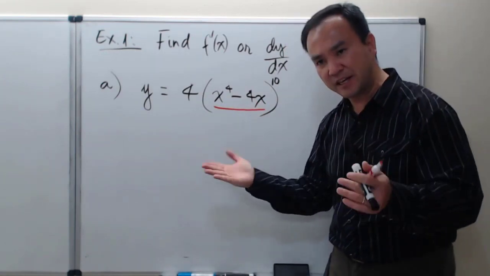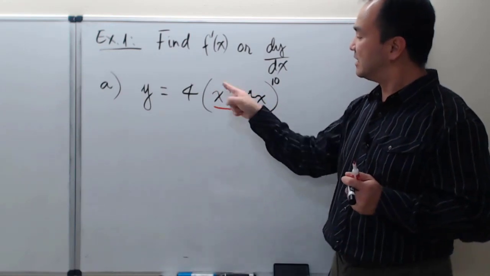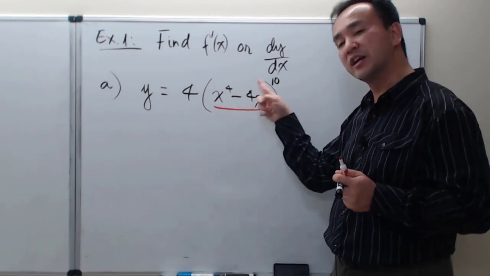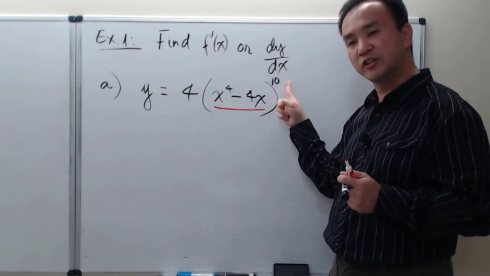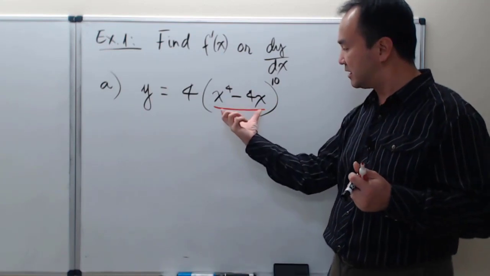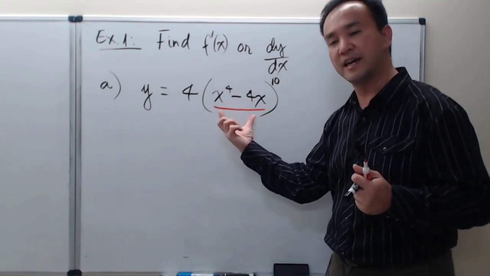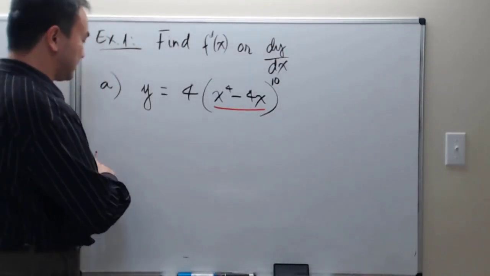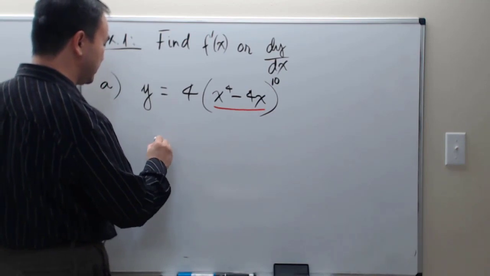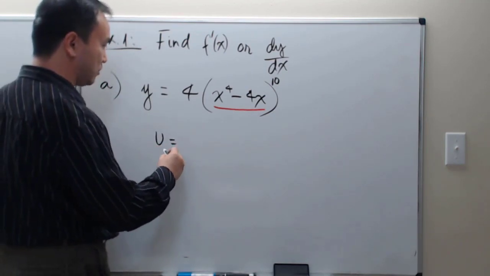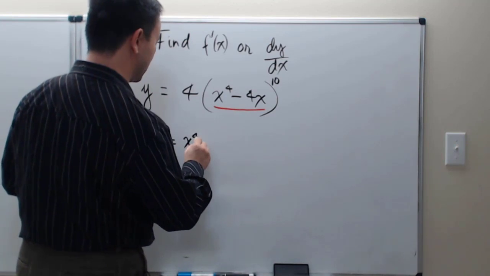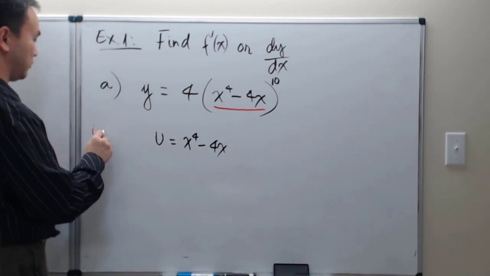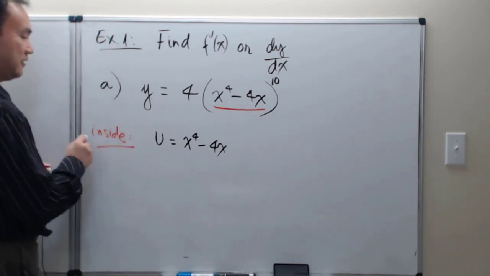And naturally, what caught my eye here is that this expression x to the 4th minus 4x that I'm underlining is inside of parentheses and then being raised to a power. So it rings a good bell that this could be a well qualified candidate to be the inside function. And so that means I can substitute a variable u equal to x to the 4th minus 4x. And yes, this is what we now call the inside function.